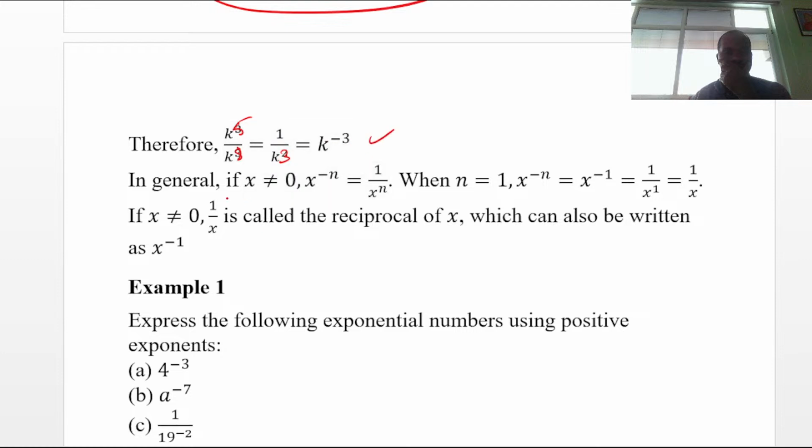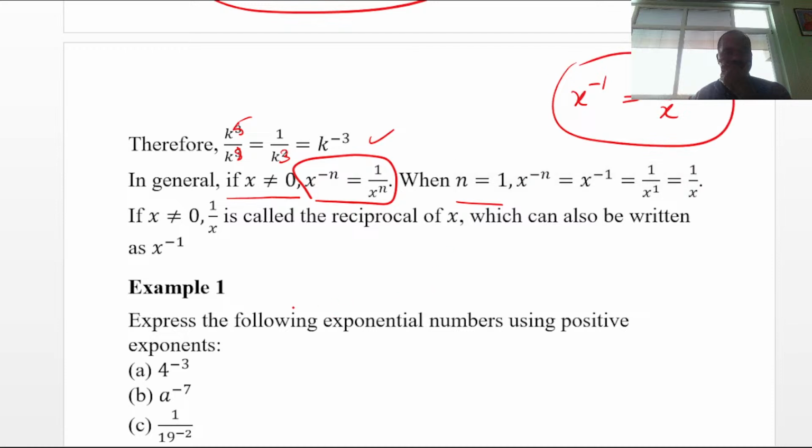So in general, if x is not 0, x power negative n equals 1 over x power n. When n equals 1, you have x power negative 1 equals 1 over x. I think these are very important details. Make sure that you are not forgetting them.